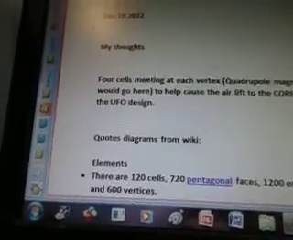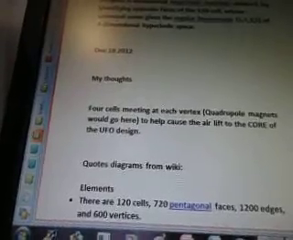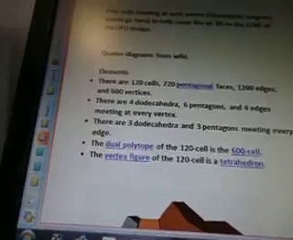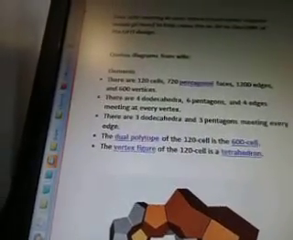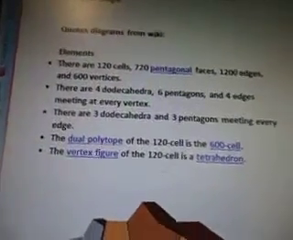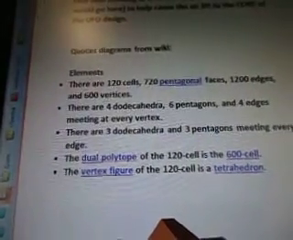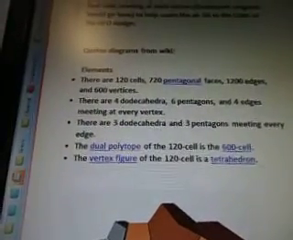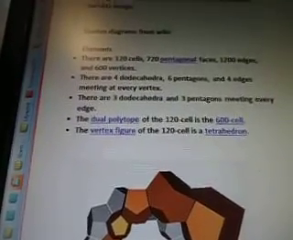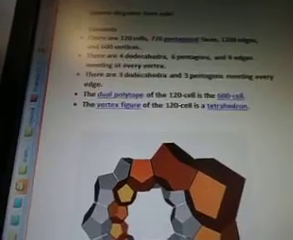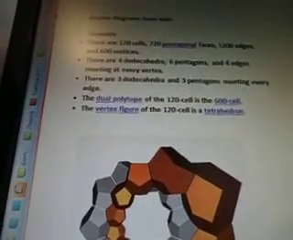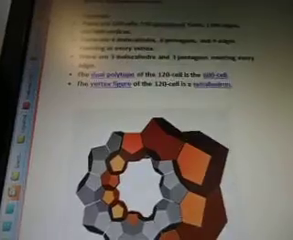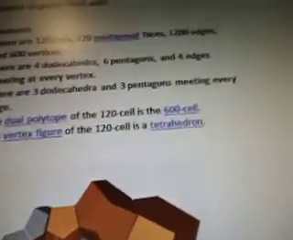Summarizing my thoughts: 4 cells meeting at each vertex. This would be the quadrupole magnets that would go here to help cause the airlift to the core of the UFO design. Quotes diagrams from Wiki. Elements: there are 120 cells, 720 pentagonal faces, 1200 edges, and 600 vertices. There are 4 dodecahedra, 6 pentagons, and 4 edges meeting at every vertex. There are 3 dodecahedra and 3 pentagons meeting every edge. The dual polytope of the 120 cell is the 600 cell. The vertex figure of the 120 cell is the tetrahedron, and that's another big keyword.